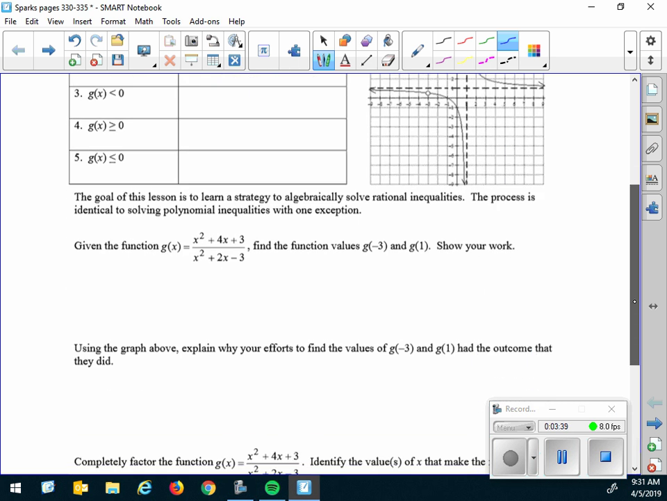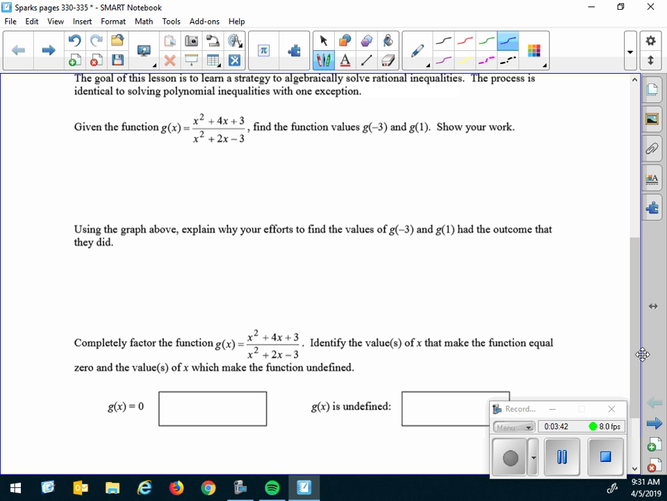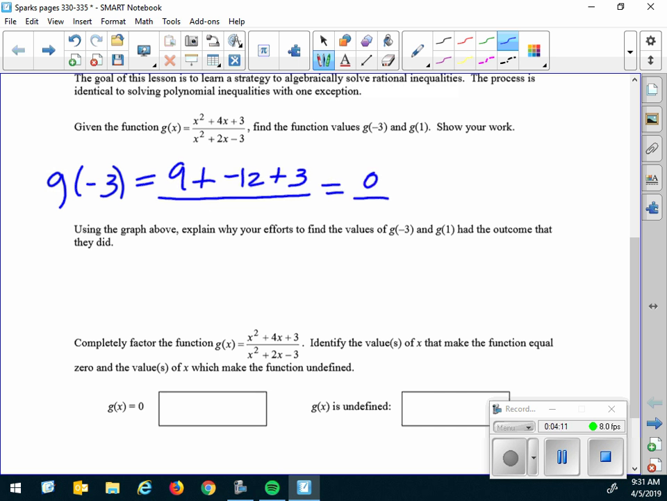Now, let's go down here. You're like, you're not going to do the rest of it? Yeah, we will. Given that function, find the function values of g of negative 3 and g of 1. Now, here's what we're going to do. G of negative 3. Let's do that in your head. Negative 3 squared plus negative 12 plus 3, over negative 3 squared plus negative 6 minus 3. 9 plus negative 6 is 3. 3 minus 3 is 0.